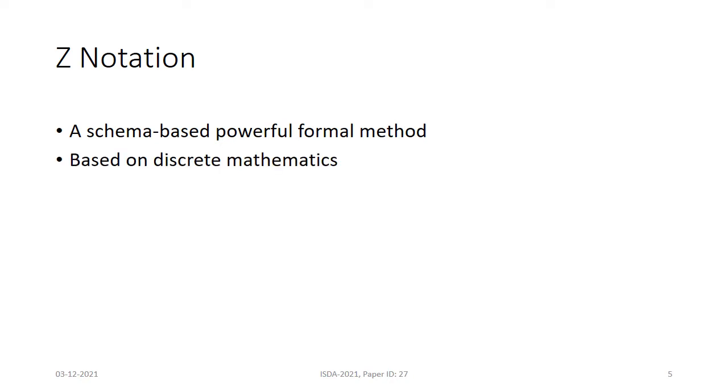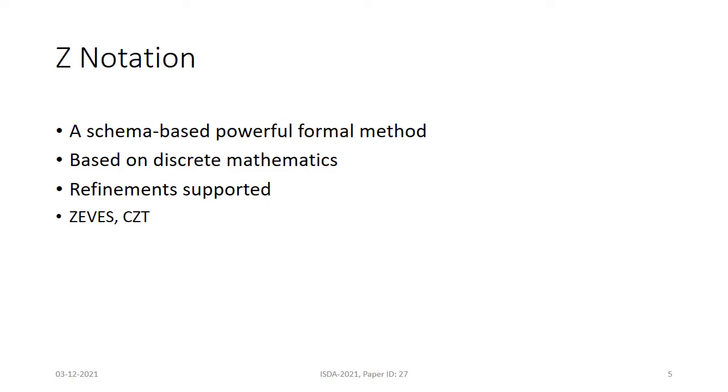So we shall start with Z notation. Z notation is a very powerful formal method for system level modeling. It is based on discrete mathematics, and for large and complex system designs, the refinements are supported using Z notation. There exist some tools to verify Z notation.